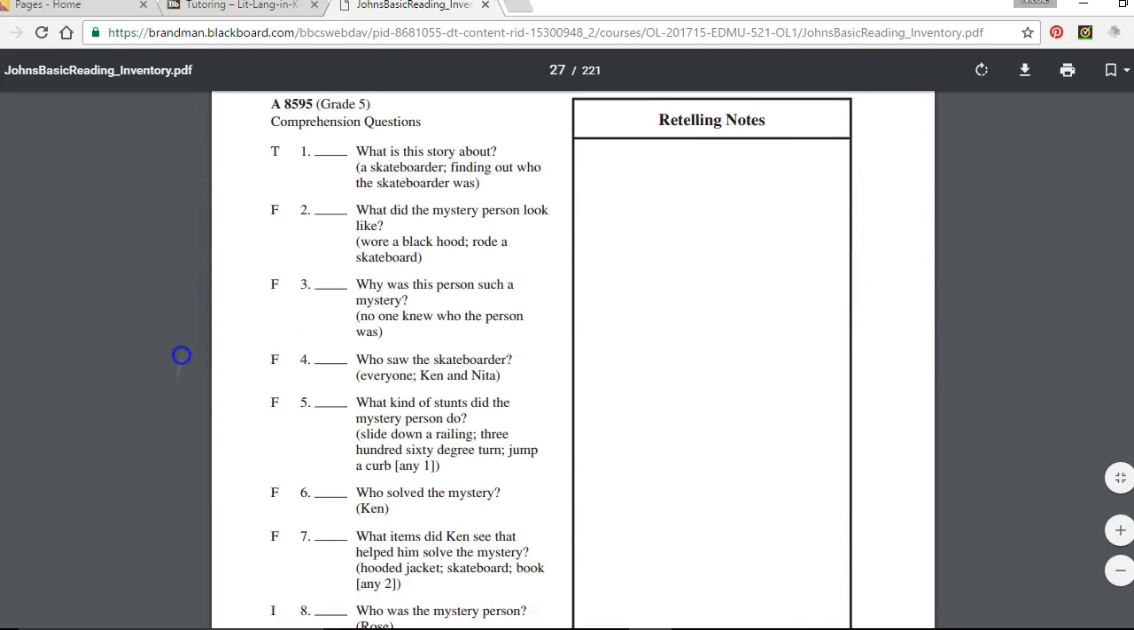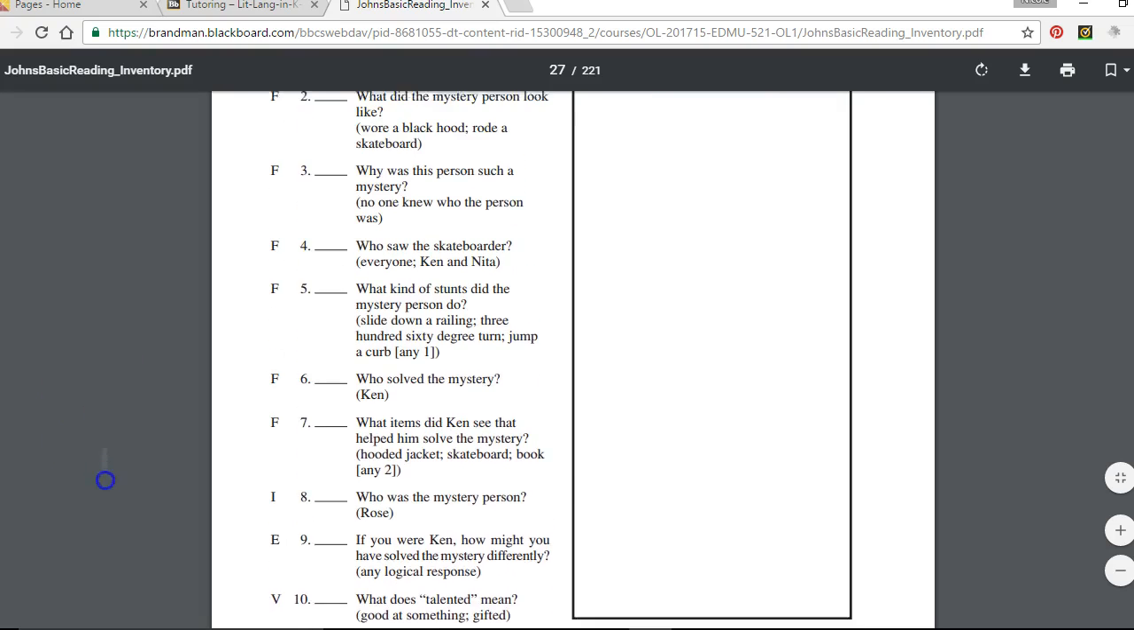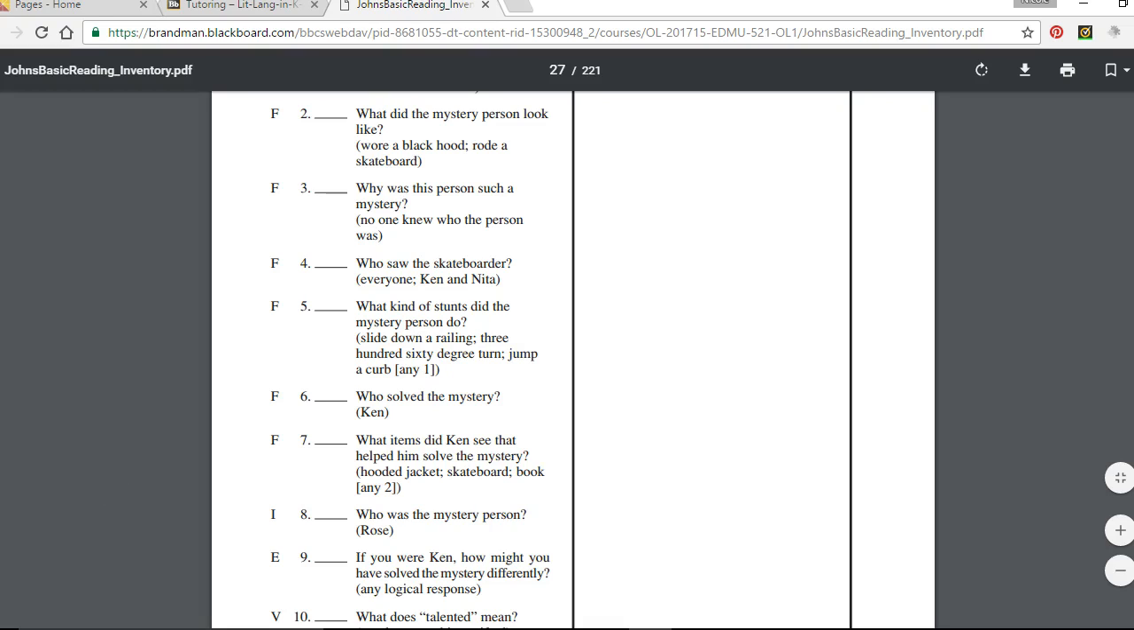Or what about if the comprehension questions, if they're getting below 80%, which is 2 wrong, that's a red flag too. Because we don't want them just to be able to decode it. We want them to understand what they read.